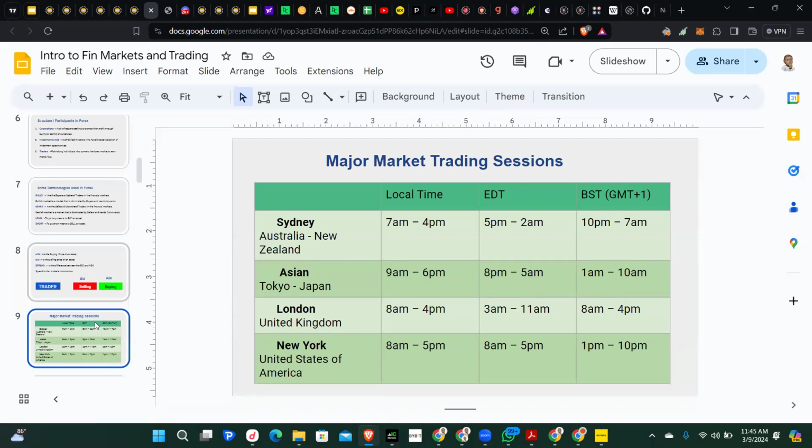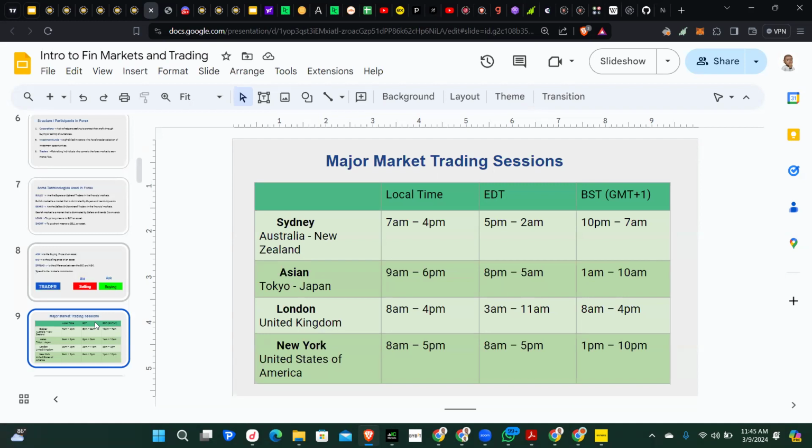So these are the major trading sessions. The market opens every day with New Zealand. The market starts by 10 p.m. in New Zealand and ends by 10 p.m. in New York. So New Zealand is like the major trading hub.